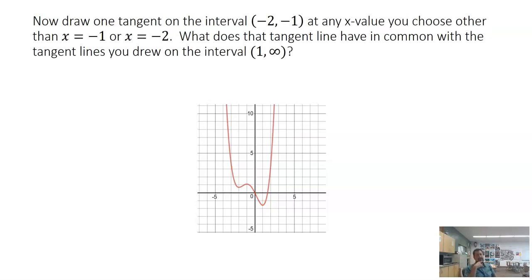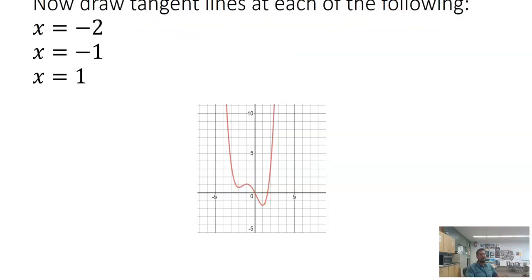If I look between x equals -2 and -1, just right here, this little short distance, and draw a tangent line right there as well, I would see that that tangent line has a positive slope. And what that has in common with all of these slopes that I drew over here between 1 and infinity is they also had a positive slope. Now you might be asking, why are we drawing tangent lines somewhere on these different intervals? Okay, well, let's look at one more.